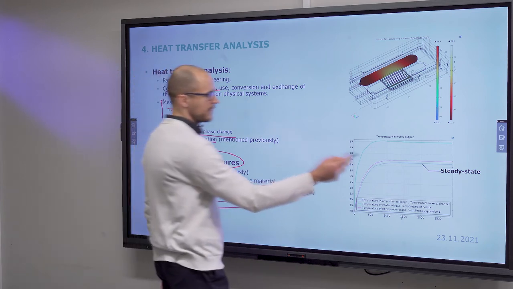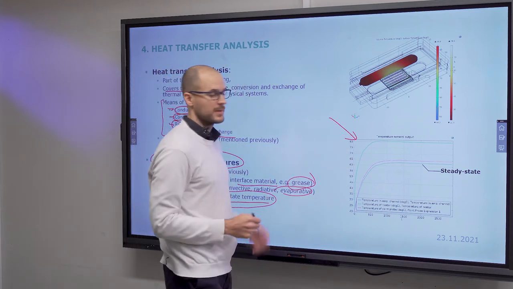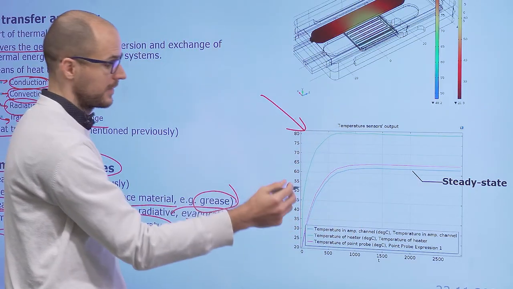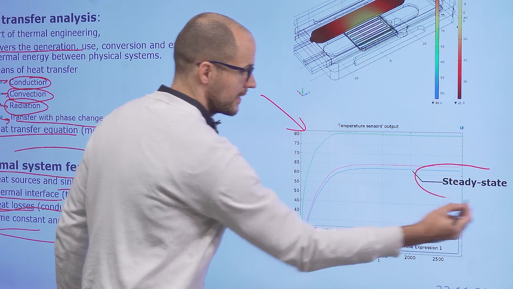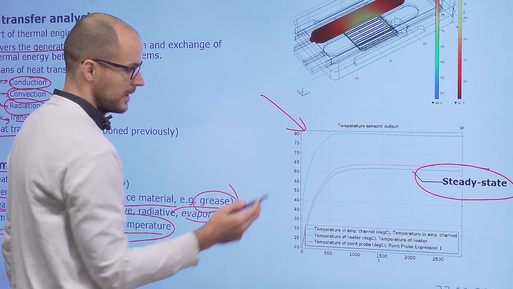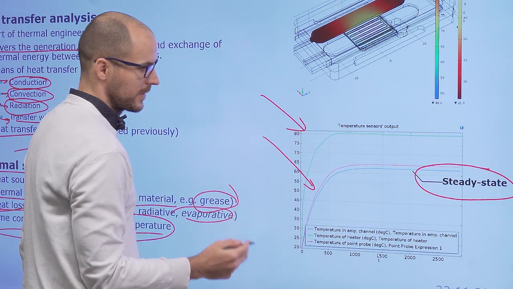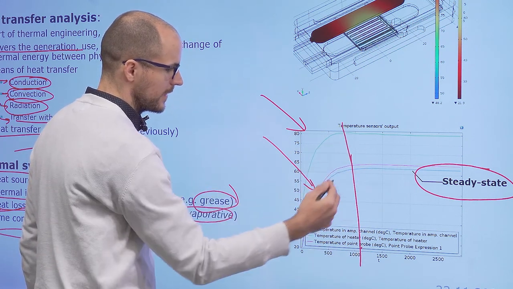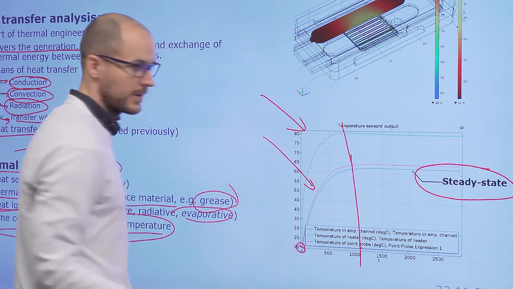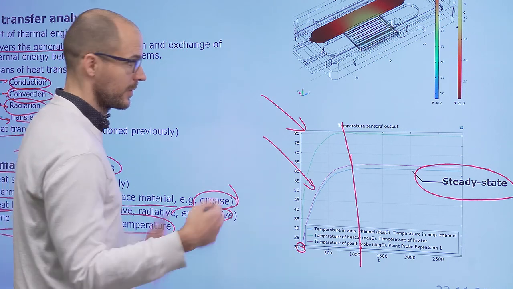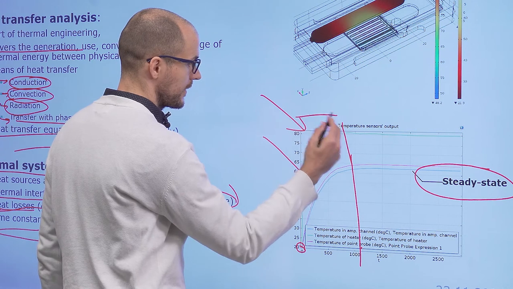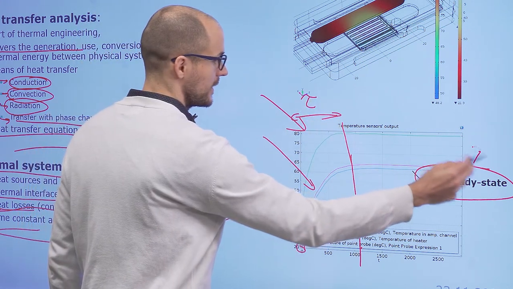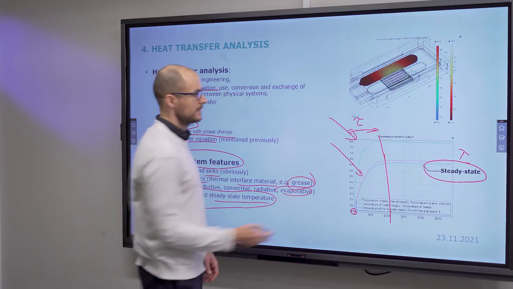So if you solve your model in a time-dependent manner, then you will receive, this is a thermal transient curve, you will receive the steady state temperature, and you will also define the time constant of the system, which is what it takes to reach the steady state from a state of ambient temperature, from a state of rest. So this is your time constant tau and your steady state temperature T.